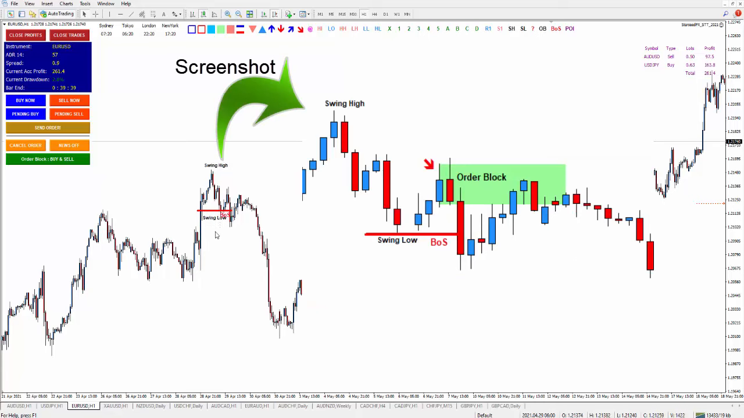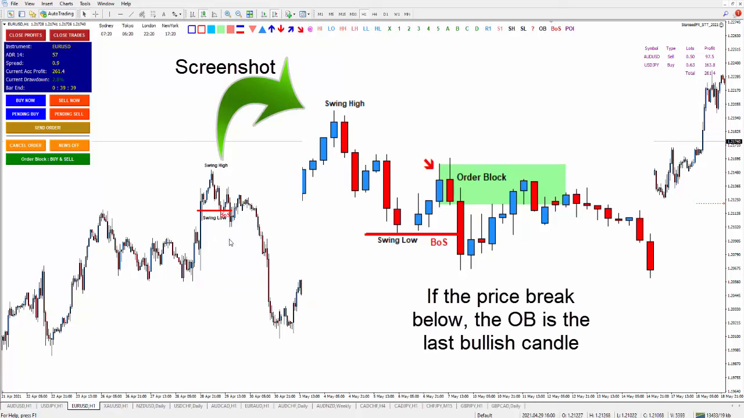And where is this order block? The order block, if it breaks below, is the last bullish candle before the breakout happens. In this case, this is your order block, this one. Okay, this candle.